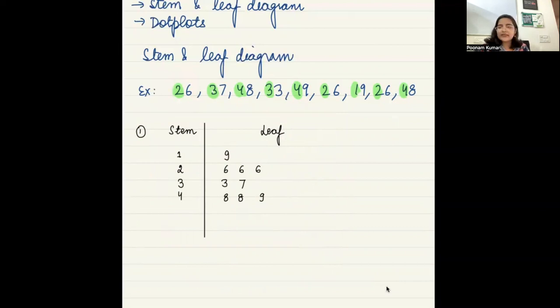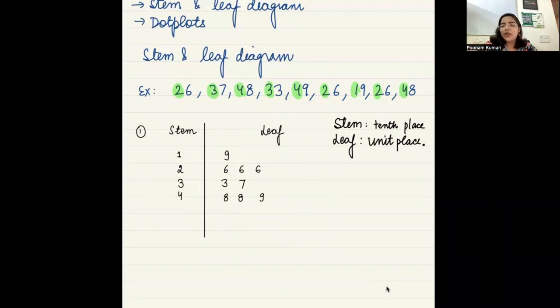So at any place in this diagram, you have to write what is your stem and what are your leaves. So my stem is the 10th place, right? And here this is the unit place. So you can write it like this. All right. And that is your stem and leaf diagram. So for every stem and leaf diagram, you will follow all these steps.